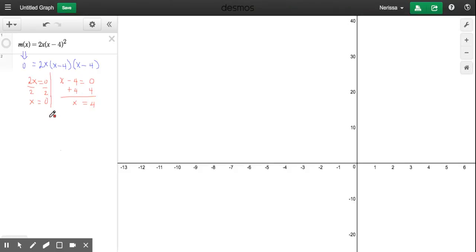So we found 2 different zeros of m of x. And we know that 4 is a repeated 0. So the zeros are 0, 4, and 4. Or we can just write 0, 4.